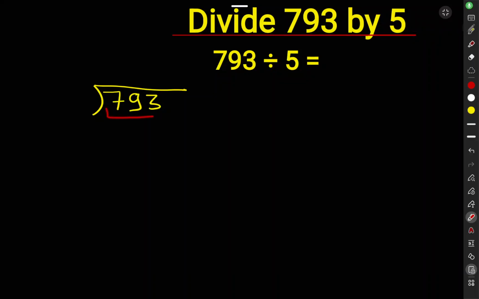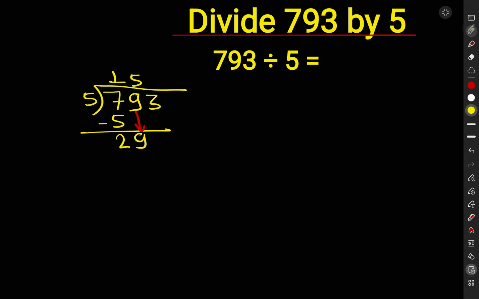Divide 793 by 5 in a long division method. 5 times 1 is 5. On subtracting, we get 2. So now we put down this 9 and it is 29.